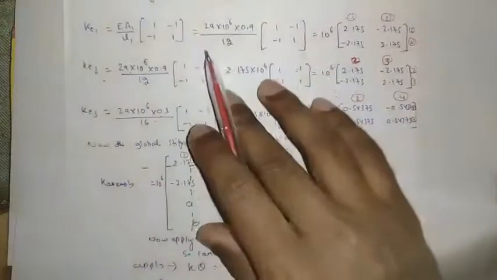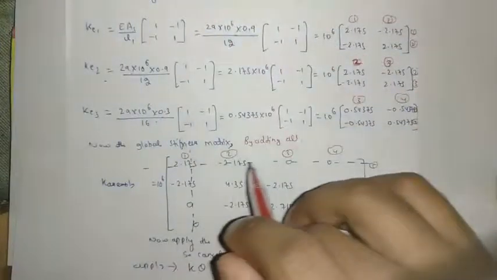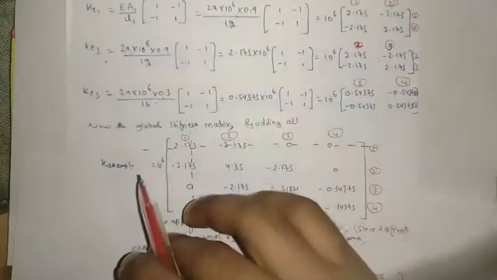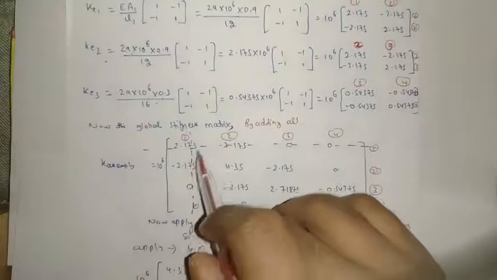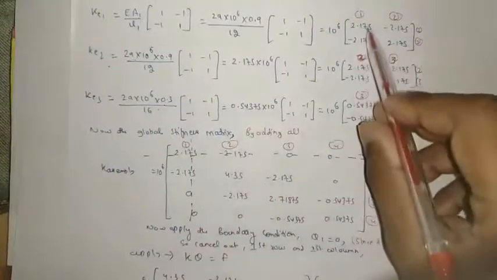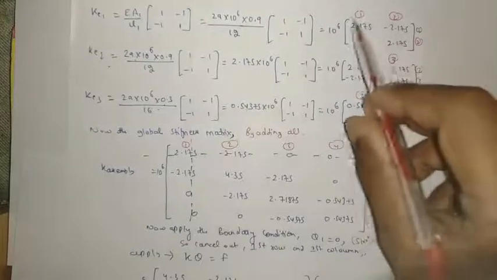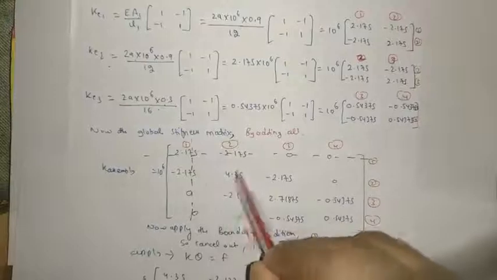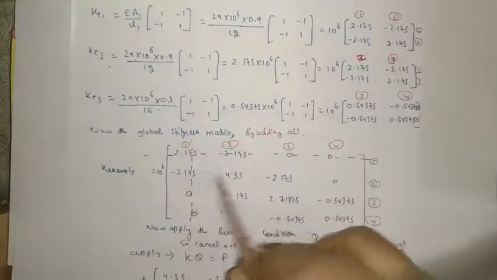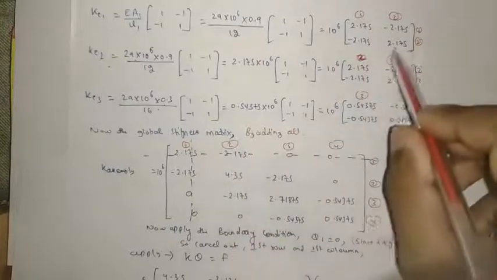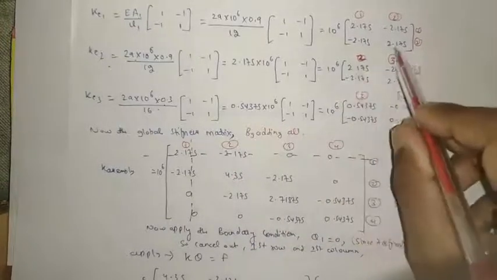Now after finding the element stiffness matrices of the three elements, we form the global stiffness matrix by assembling them. How is the K assembly matrix formed? We have to add each matrix at its place. This 2 by 2 matrix goes here, and the next 2 by 2 matrix here, and the third 2 by 2 matrix also. So this value 4.375 comes from adding these values together.